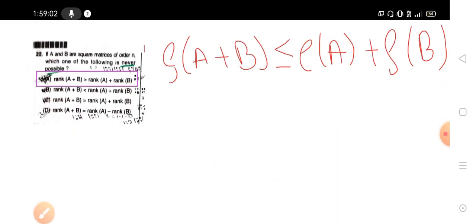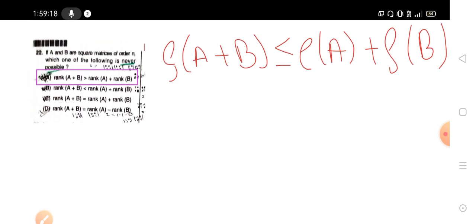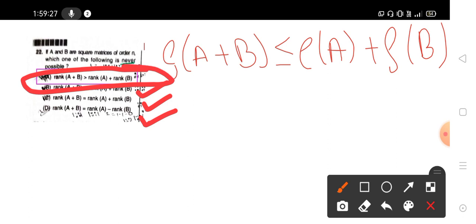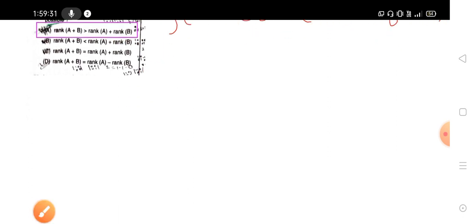Next question. If A and B are square matrices of order n, which one of the following is never possible? One standard result: rank of A plus B is less than or equal to rank of A plus rank of B. This is a standard result. Here this may be true, this may be true, and this is also true. This is not possible for any matrix. Therefore answer A is correct.